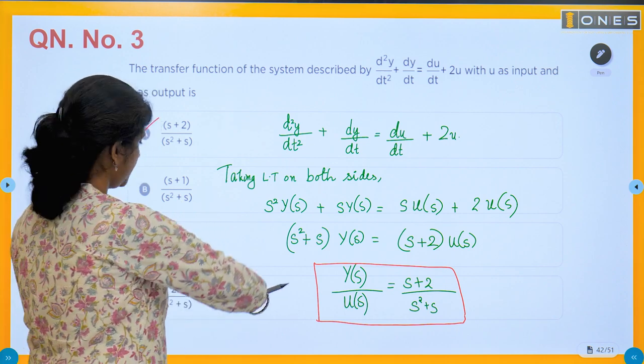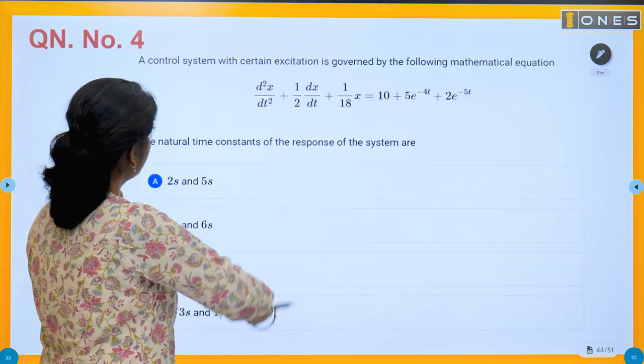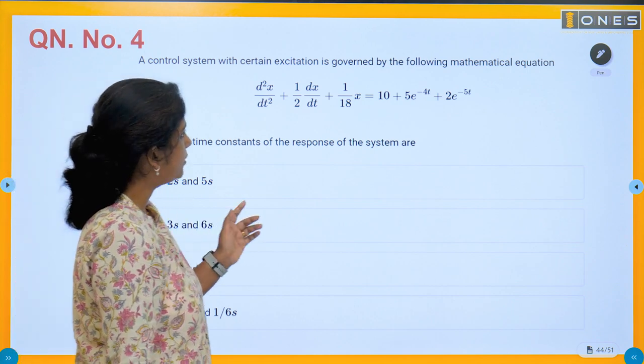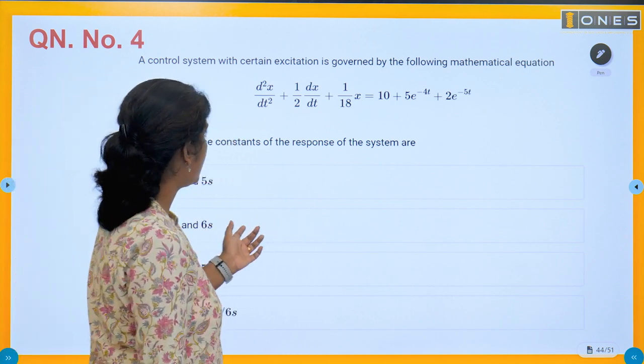Yes. Next question. A control system with certain excitation is governed by the following mathematical equation.